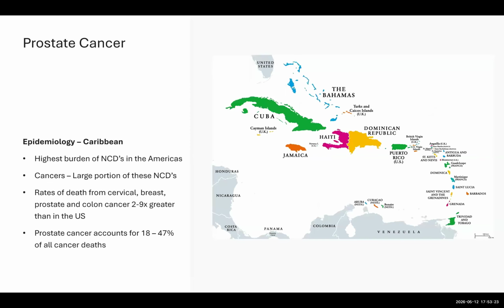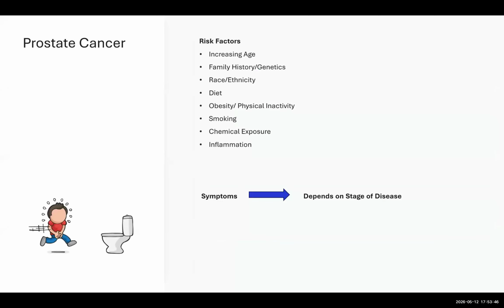So the Caribbean has the highest burden of non-communicable diseases in the Americas. Cancers make up quite a significant portion of that. The rates of death from colon, breast, cervical, and prostate cancer are about 2 to 9 times greater than in the US. Of note, prostate cancer accounts for about 18 to 47% of all cancer deaths. Now, we have some risk factors to look at here for prostate cancer, and the top points you see there: increasing age, family history, genetics, race, and ethnicity. Those are the main ones we have to look at.